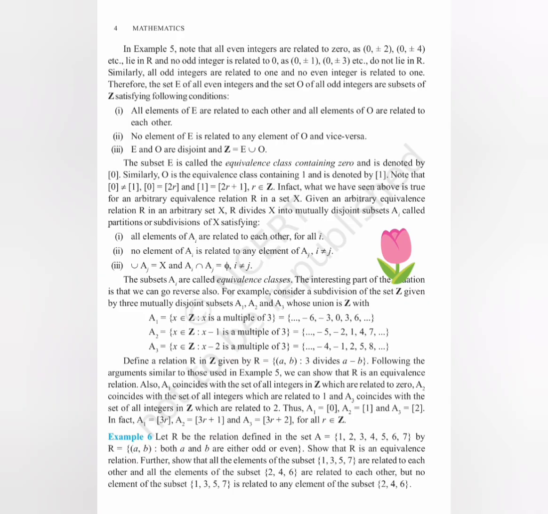The subset E is called the equivalence class containing 0 and is denoted by square bracket 0. Similarly, O is the equivalence class containing 1 and is denoted by square bracket 1. So, the subset E will be denoted as [0] and the odd numbers O will be denoted as [1].